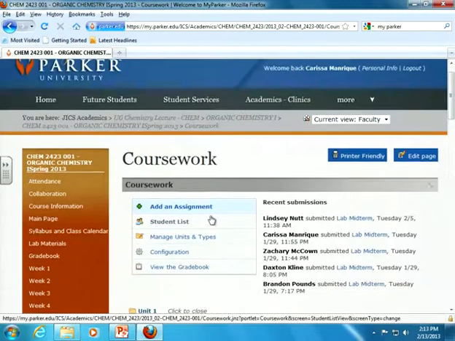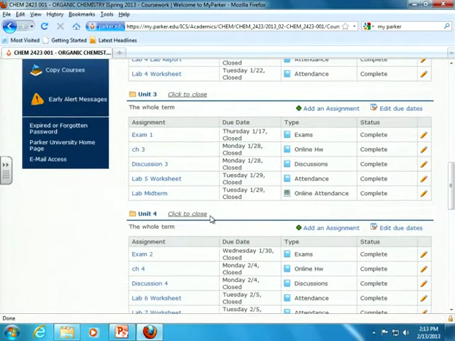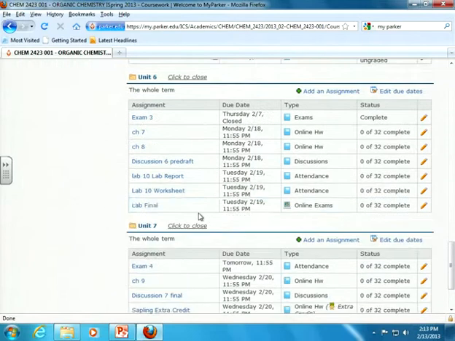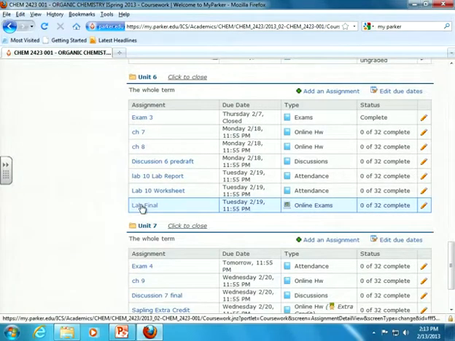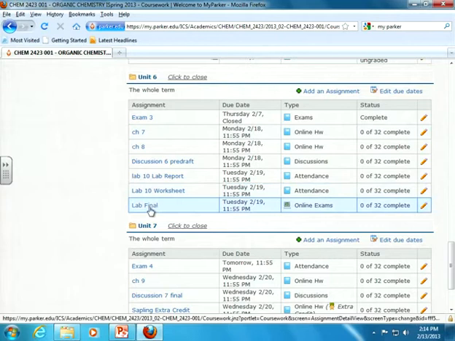It's under coursework, just like the midterm was. If you keep scrolling down, here's the lab final. It says it's due Tuesday at midnight, and I think it's released. It looks like it is because you can see it, since I can highlight it. You have about a week to do that. It's very similar to the midterm that you did. So again, go to the class, go to coursework, and it's in Unit 6. If you scroll down, you'll see Lab Final. Just click on it, and it'll pull up to take it.